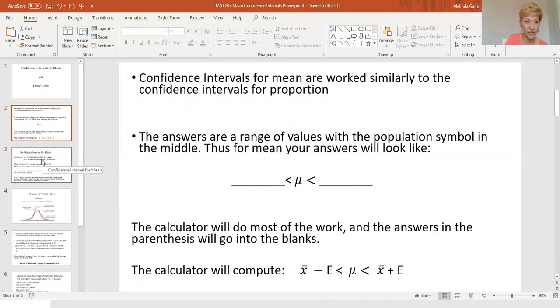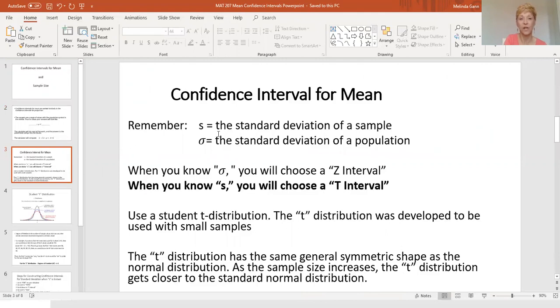Now, here's some background information, though, I do want you to understand. There are two symbols for standard deviation, S and sigma. Now, you know which one is which. You know that sigma is the standard deviation of a population and S is the standard deviation of a sample. Depending on which one they give you, you would pick two different things on your calculator. If they give you sigma in the word problem, you're going to choose Z interval because that's going to use a normal curve. If you know S, the standard deviation of a sample, you're going to use T interval.